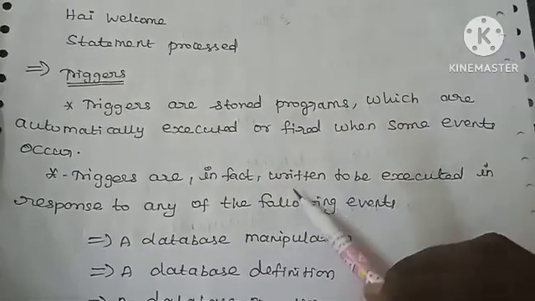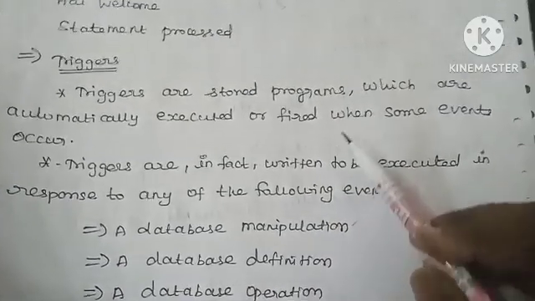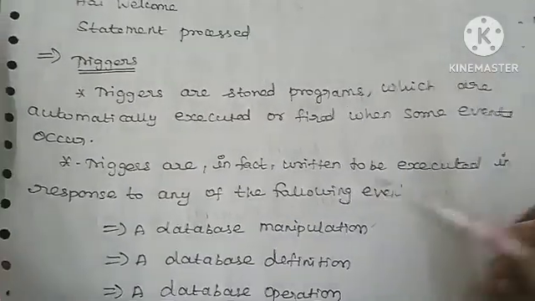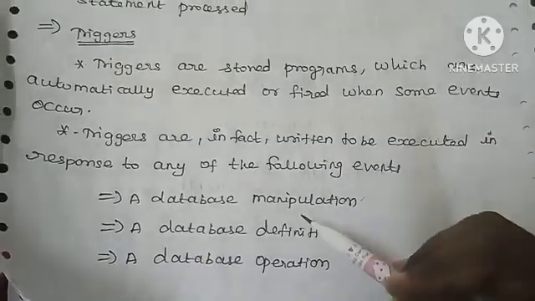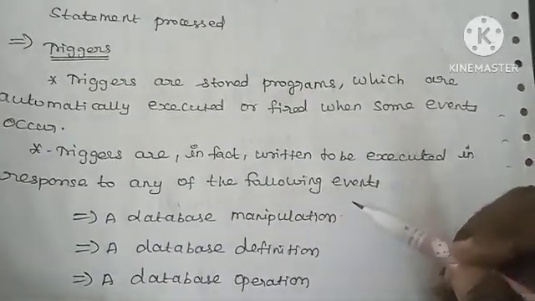The triggers are known as stored programs. Why are they called stored programs? Because they are automatically executed. When some events occur, they can be automatically executed. That means they are fired. Triggers mean we can create triggers on some values.